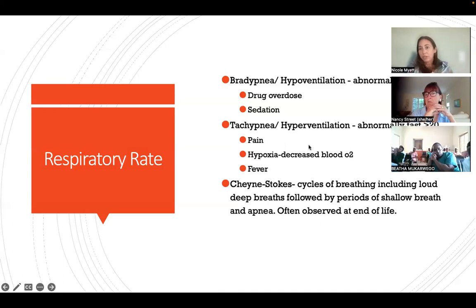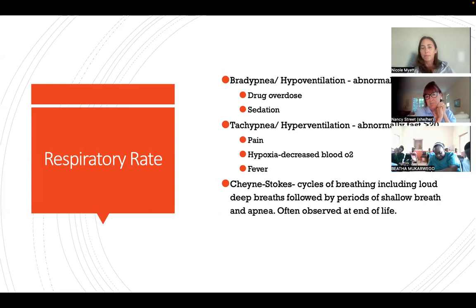Tachypnea or hyperventilation, people whose respiratory rate is greater than 20. This is certainly something to alert the physician about, and talk to your nurse peers about, to figure out what's going wrong. So pain is one of the reasons. I didn't put anxiety, but anxiety, or fear, is another reason that somebody might hyperventilate.